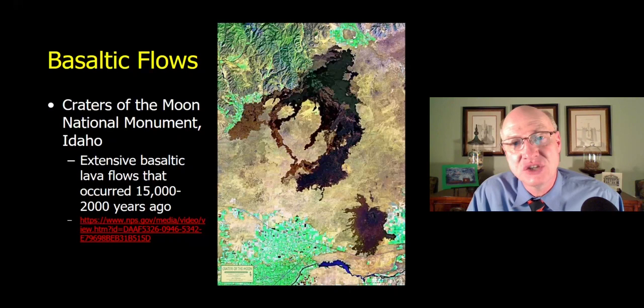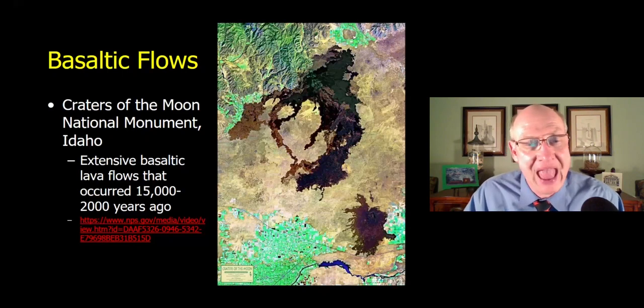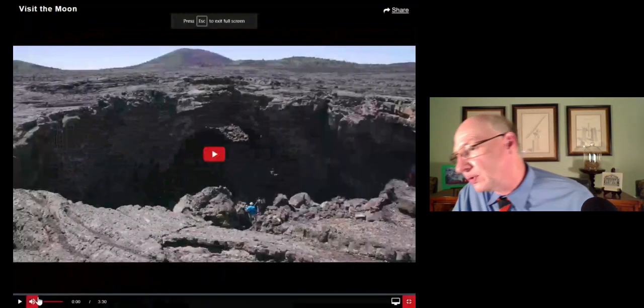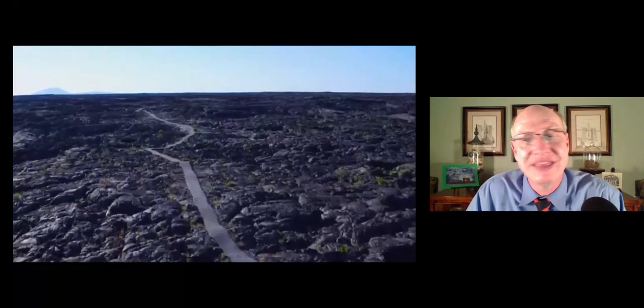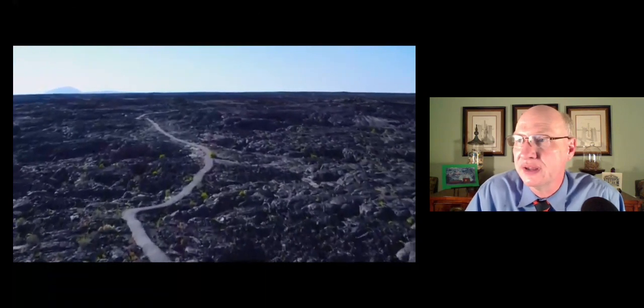These are extensive basaltic lava flows that cover hundreds of square kilometers of south central Idaho. And they occurred 15,000 to about 2,000 years ago. And let me just play a quick video here so that you can see a little bit about what they look like. So here's the National Park Service page on the Craters of the Moon National Monument. But it's really a remarkable place where these lavas flowed thousands of years ago, covered hundreds of square kilometers of south central Idaho.